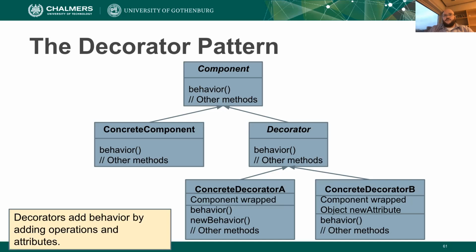And decorators can also add new behavior by adding additional attributes and operations. New behavior is often added by doing computation before or after calling an existing method in the component, just like we illustrated in the previous class where we talked about this coffee shop, where we have different coffees and then we add toppings to them like whipped cream or milk or sugar on top of that.